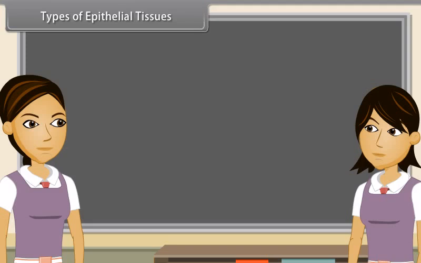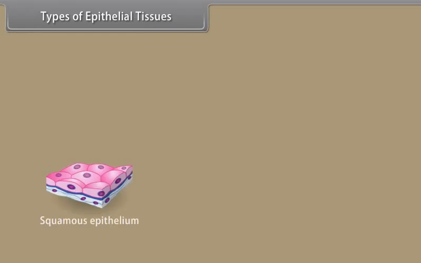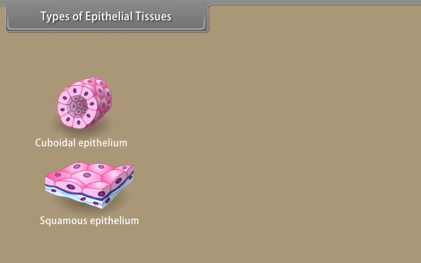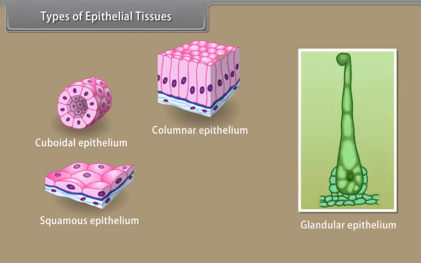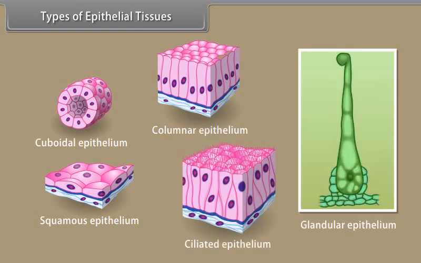Types of epithelial tissues. Epithelial tissues are classified into five types on the basis of functions of the cells and shape of the cells. Squamous epithelium, cuboidal epithelium, columnar epithelium, glandular epithelium, ciliated epithelium.